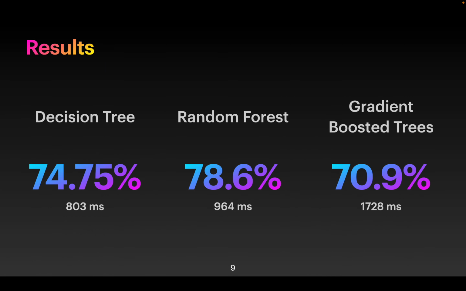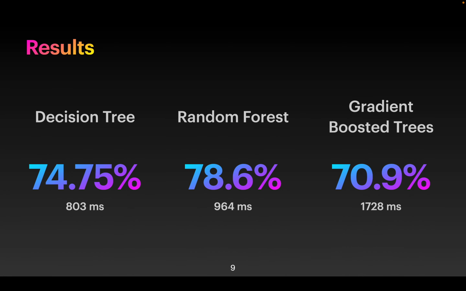Consider the results of the experiment. The training time for the decision tree model is 0.803 seconds. The model achieved an overall accuracy of 74.75%, with precision and recall scores of 100% and 23.5%, respectively, and an F1 score of 68.95%. The training time for the random forest model is 0.964 seconds. The model achieved an overall accuracy of 78.6%, with precision and recall scores of 100% and 35.3%, respectively, and an F1 score of 75%.